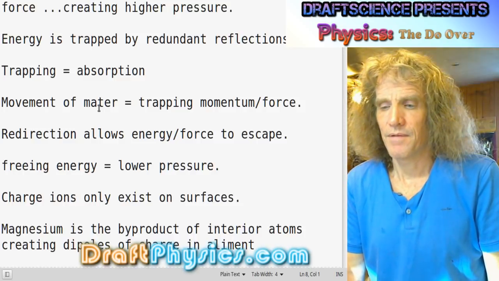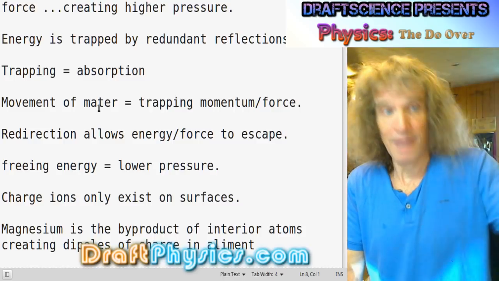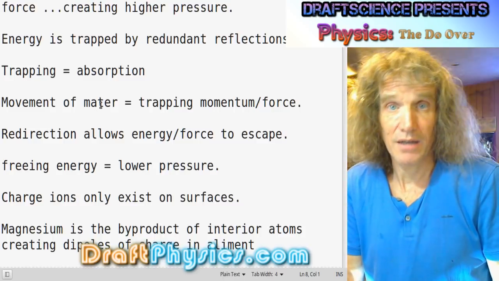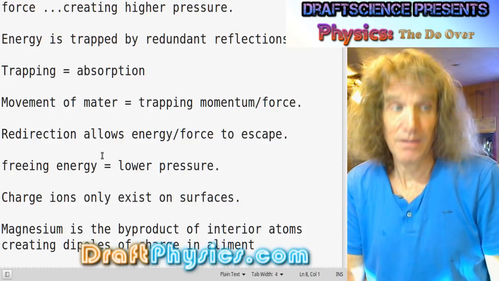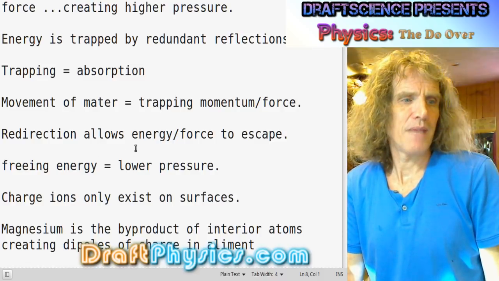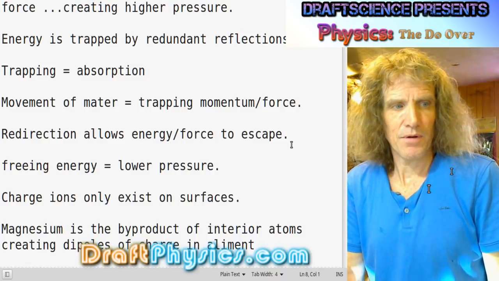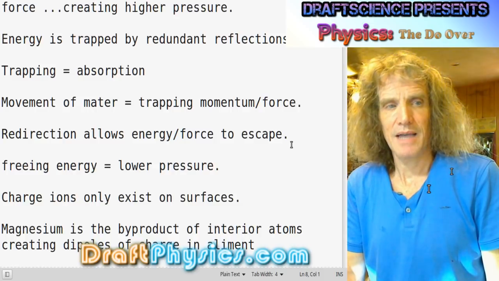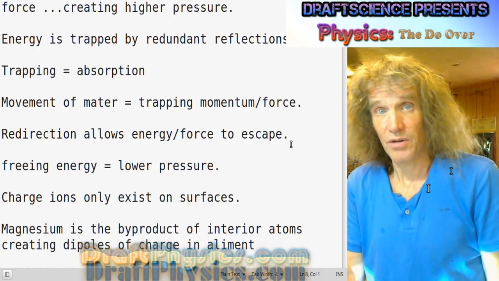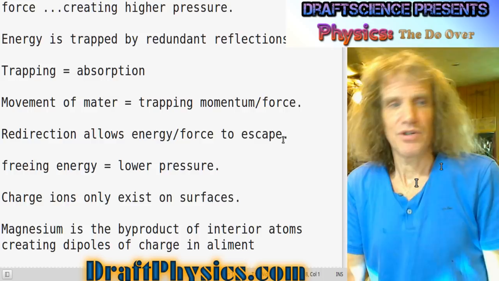And if you hold the momentum, it's likely to have an effect on where you're going to end up being in the future. It's likely to move you. Movement of matter equals trapping momentum force. So matter moves because it has the force to do so. Something has to keep pushing it.